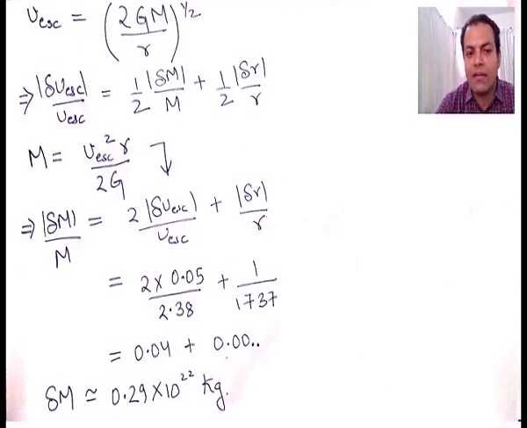In fact, the gravitational constant, as experimentally measured, also has a very tiny uncertainty, and that can be neglected in comparison to the experimental uncertainties in this problem on the escape velocity and the radius of the moon.